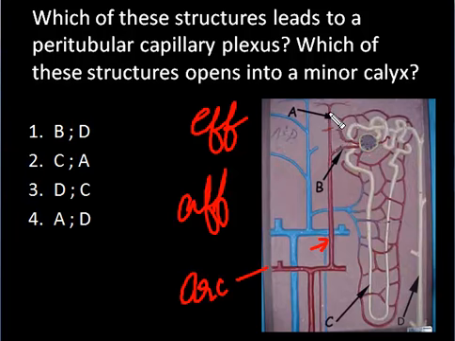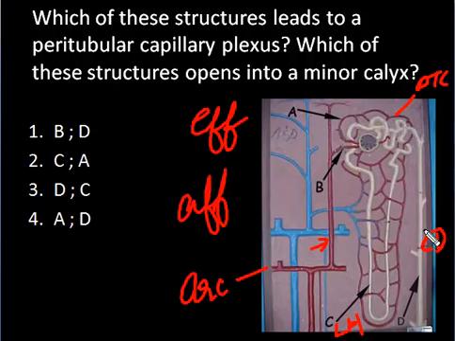It has no connection to this cortical radiate artery. So you can see it has no connection. So therefore this is the efferent and this one is the afferent. Where you see the afferent connected to this interlobular or cortical radiate artery, that would be the afferent arteriole. Now all of this is the peritubular capillary plexus. C is the loop of Henle, so this is the loop of Henle, and D is the collecting duct.